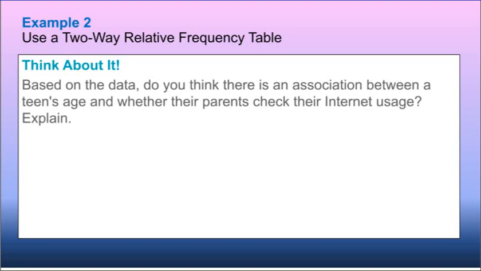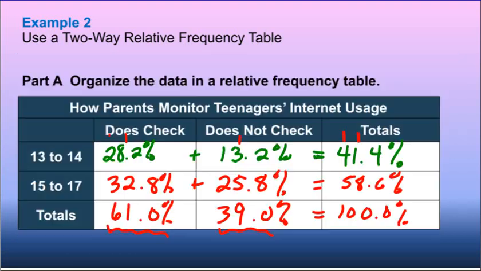Based on the data, do you think there is an association between the teen's age and whether their parents check their internet usage? And explain. Well, we could say, yeah, there is. There is an association between the teen's age. So usually, if I go back to here, more parents are probably going to tend to check on their teens' internet usage when they are younger compared to when they are no longer a teenager. So we would say for this, based on what we see here, it's almost a 2-to-1 ratio.